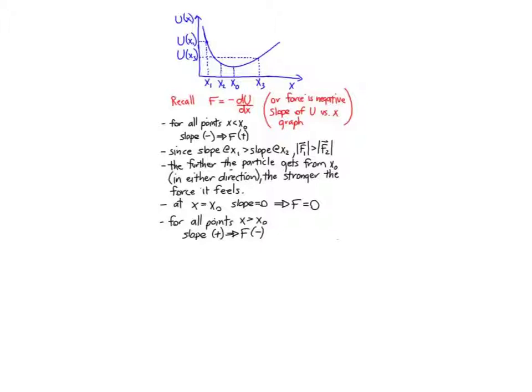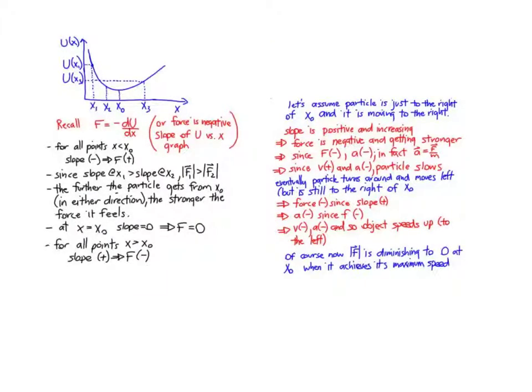At x equals x naught, the slope is 0, which means the force is 0. This is often accompanied by the object having its greatest speed. And for all points to the right of x naught, the slope is positive, which means that the force is negative.